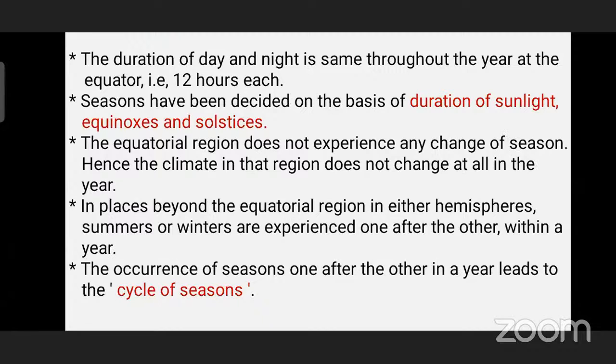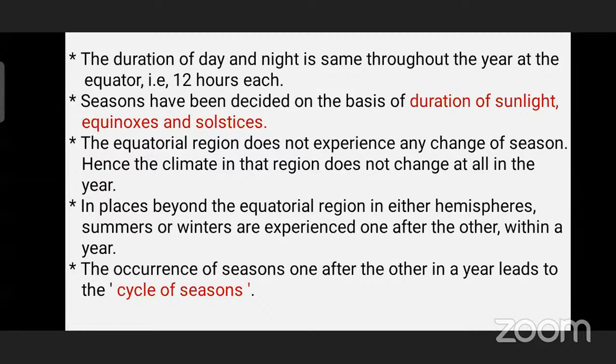The duration of day and night is the same throughout the year at the equator, that is 12 hours each. So there is no change in the region of the equator. It receives the sun's rays throughout the year. So the duration of day and night is always equal in the region of the equator.